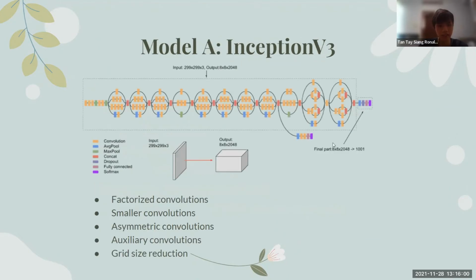So model A is the Inception V3 model. It's made to reduce the computational power by modifying the previous Inception architecture. Various changes such as factorized convolutions, smaller convolutions, asymmetric convolutions, auxiliary convolutions, and grid size reduction were implemented to reduce the number of model parameters required.